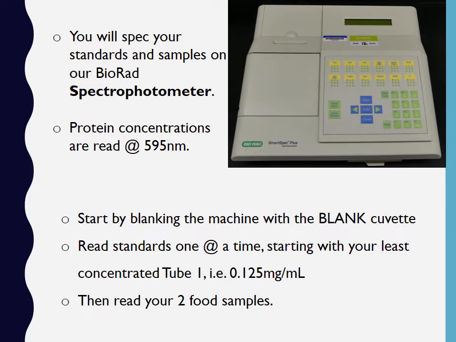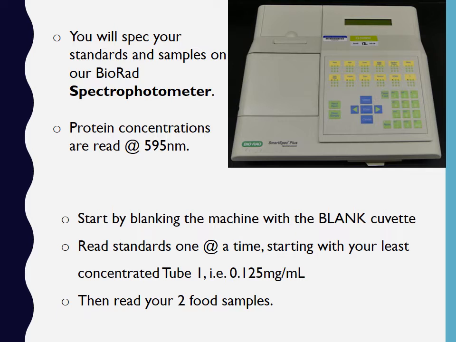The first thing you will do is start by blanking the machine, and that means the first thing that you're going to want to read is your blank cuvette. This basically sets the absorbance reading of the machine to 0 so that you can then read all of your actual samples.